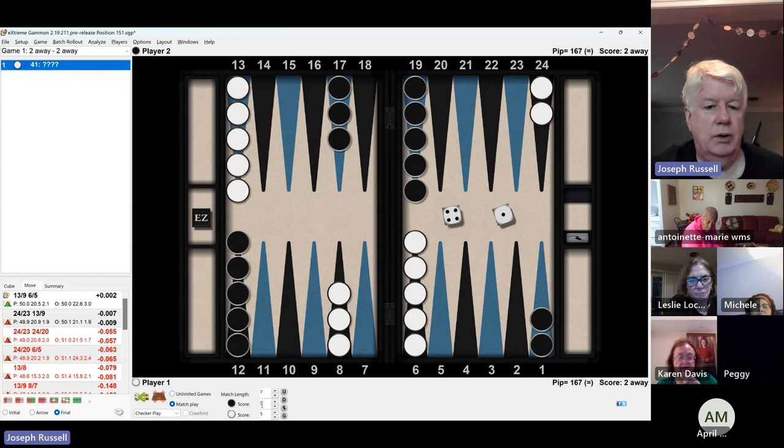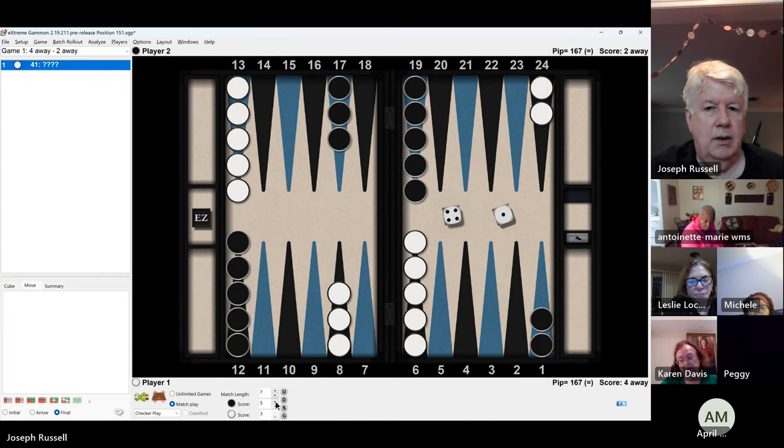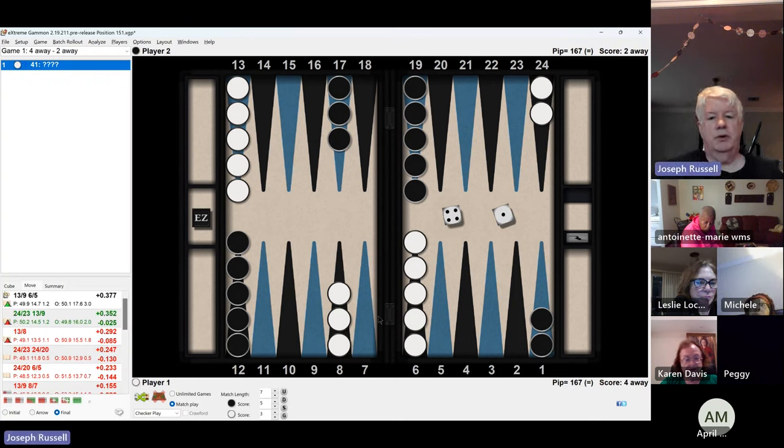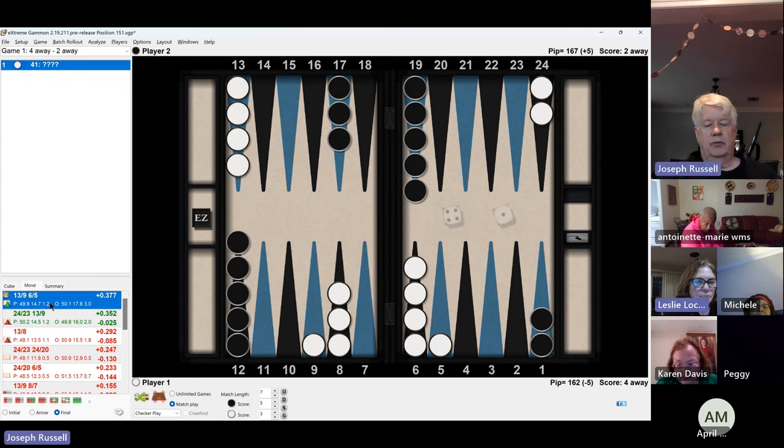And obviously, when you're three away, now it becomes hugely right, 0.025, because obviously, here's the final position. You're four away, your opponent's two away. This is where a gammon wins the match for you. That's when you play aggressive. That's when you play all these aggressive scores, 5-2, 2-1, which is normal, right anyway, but 4-1 becomes hugely right.